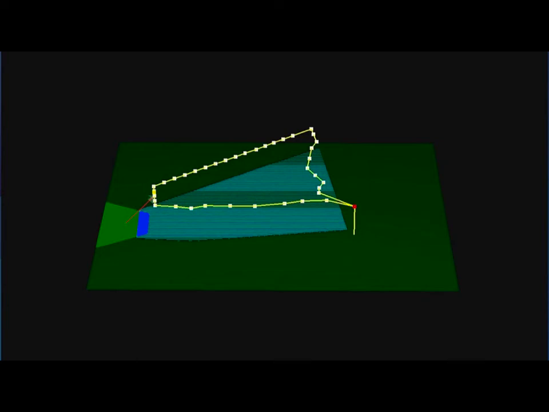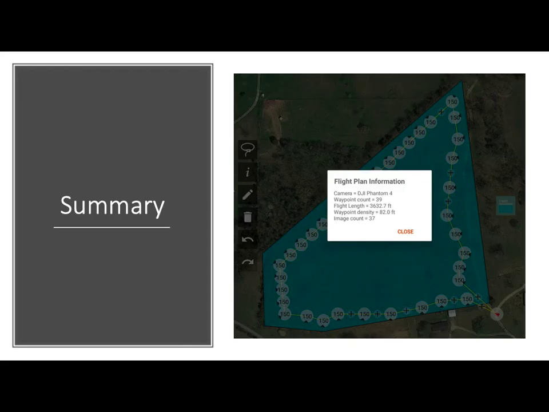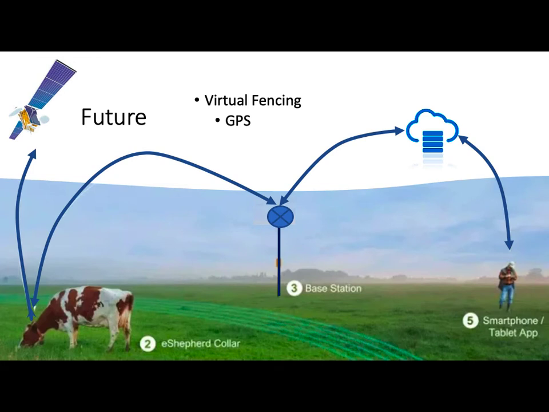So that's Drone Harmony. That's just one of the options. There's like 3 or 4 other options you can use, but it also gives you a summary of your flight plan information. So the future, real quick, and I'll be done.